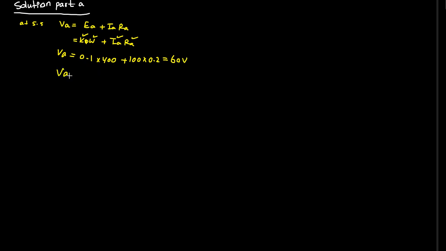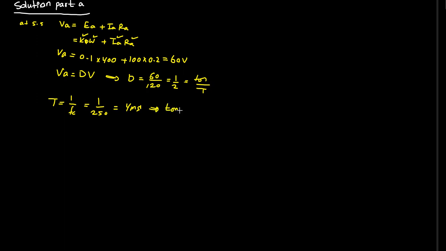So VA will equal the duty cycle multiplied by Vn. So simply from here we can calculate the duty cycle, which will equal 60 over 120. So it's 1 over 2, and this actually is T on over the period T. Now the period T is given by 1 over FC, the switching frequency, so 1 over 250, and this will equal 4 milliseconds. So this will give us that T on should equal 2 milliseconds.